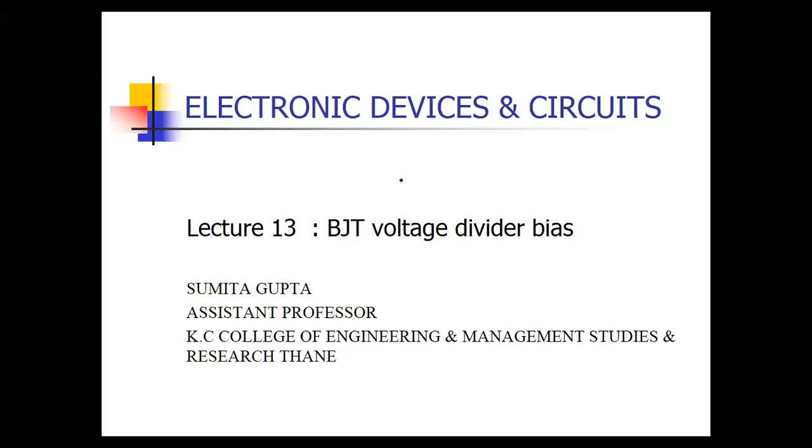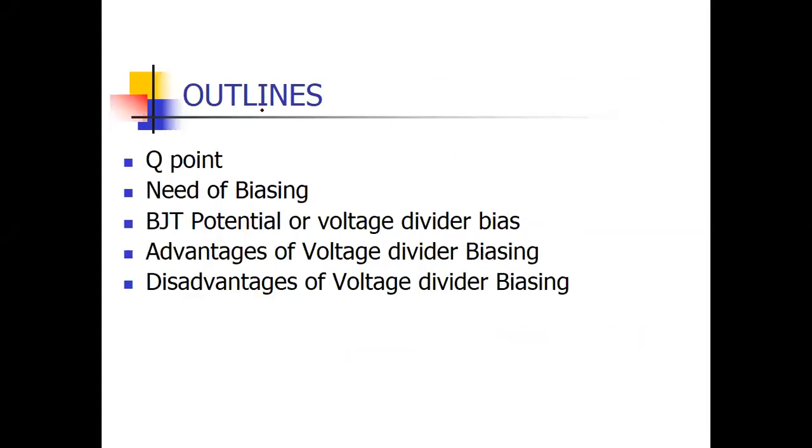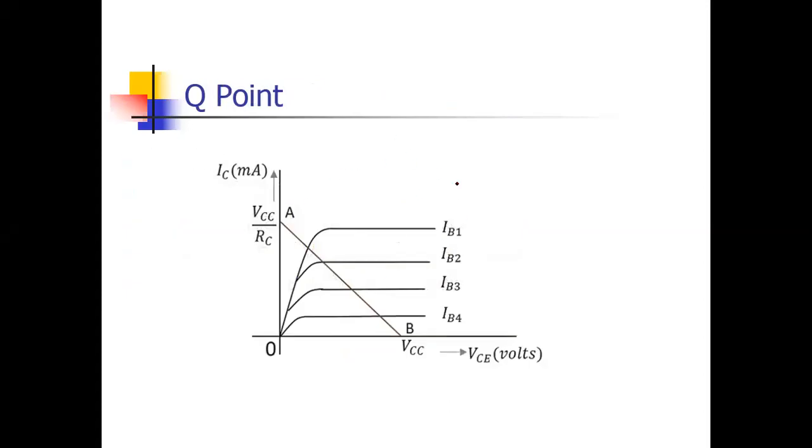Welcome you all to my 13th lecture of Electronic Devices and Circuits, that is BJT voltage divider bias. First of all, we will have a look at the Q point, then the need of biasing, then BJT voltage divider bias along with its advantages and disadvantages. So first of all, what is the Q point?